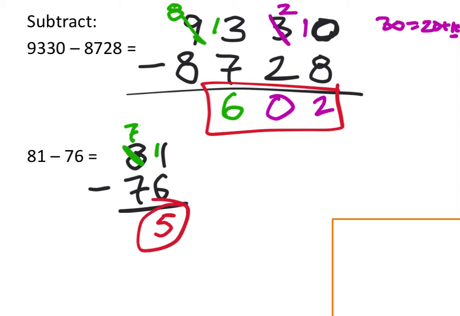So again, just going back to the basis of this, 81 minus 76 is 5, or the difference between 81 and 76 is 5, or the distance between 81 and 76 is 5. I don't know if any of that vocabulary helps you out, but I kind of hope it does. That's why I did it.